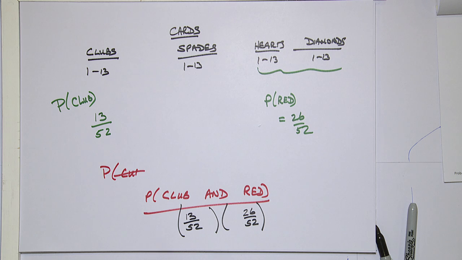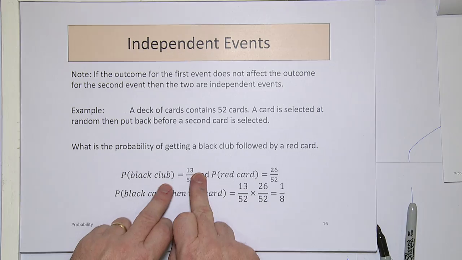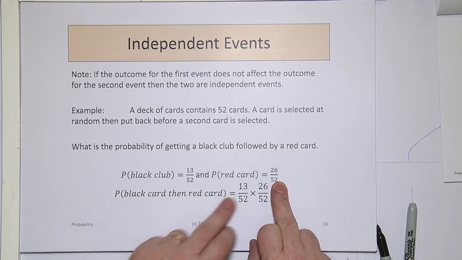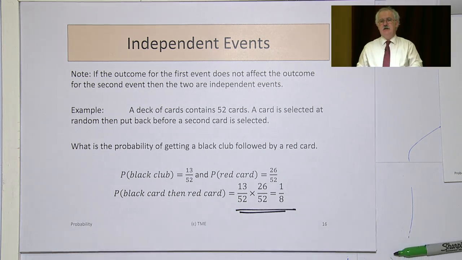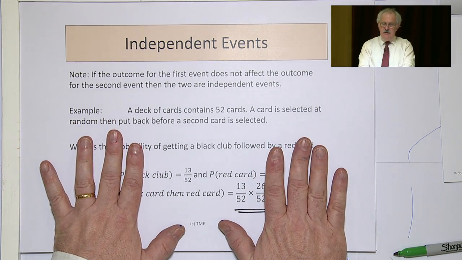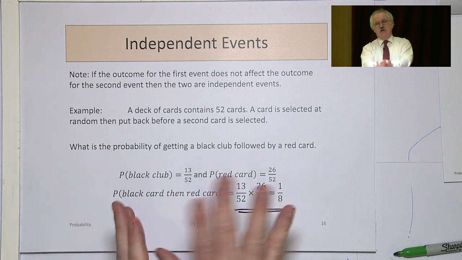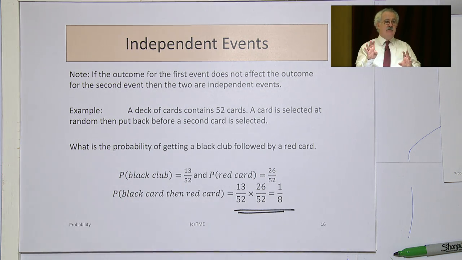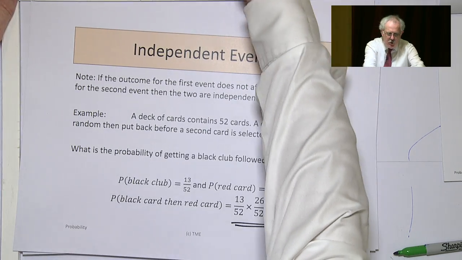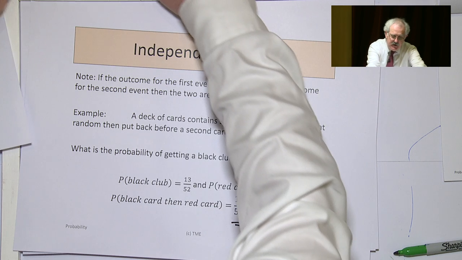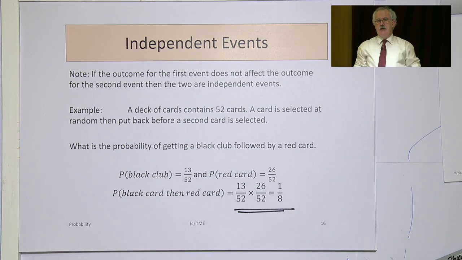I've got to remember that, I know they're independent. The first one doesn't affect the other. Is that okay? So that's the concept of independent: the first, a black club, is 13 out of 52, and the red card is 26 out of 52. Black card, then red card. You multiply them together and you get your answer. That's a simple, independent event, pure, and you can do simple calculations. When they're not independent, the formula just gets a little bit trickier. But that's the end of that topic, where we're talking about two events that are independent and we're working out the probabilities.